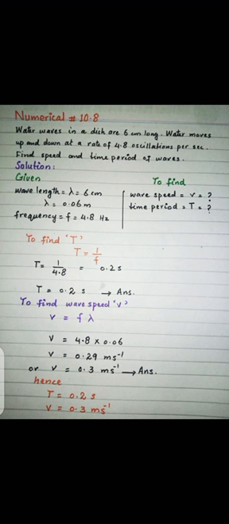Now come toward the numerical number 10.8. The statement is, water waves in a dish are 6 centimeter long. Water moves up and down at a rate of 4.8 oscillations per second. Find speed and time period of waves.